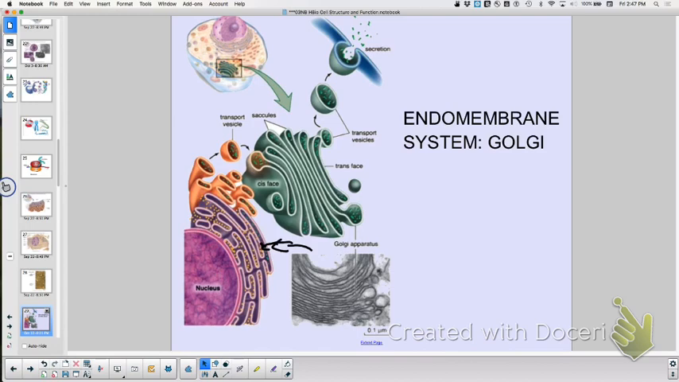Now, write down everything you can remember about Golgi apparatus or Golgi bodies. You can do that at home too while you're waiting.